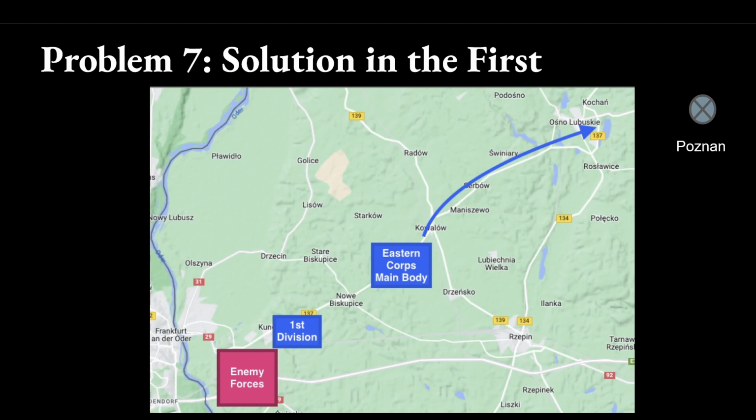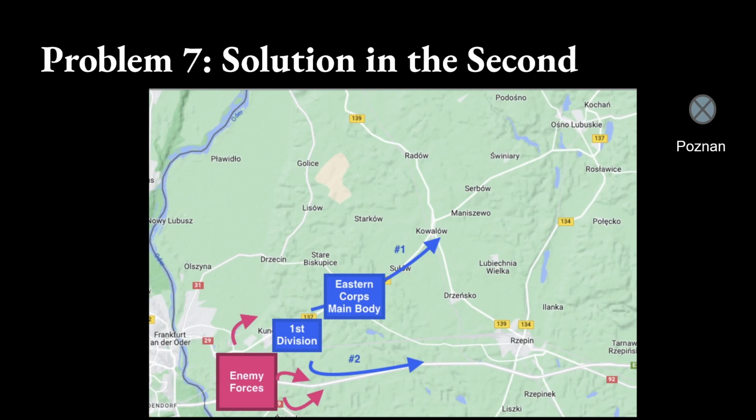However, the Eastern Corps commander, before he can retreat, has a problem. His 1st Division is in contact with enemy forces. So the enemy must not be able to pin down the 1st Division. So the Eastern Corps main body should remain concentrated and actually move toward the 1st Division to extract it.